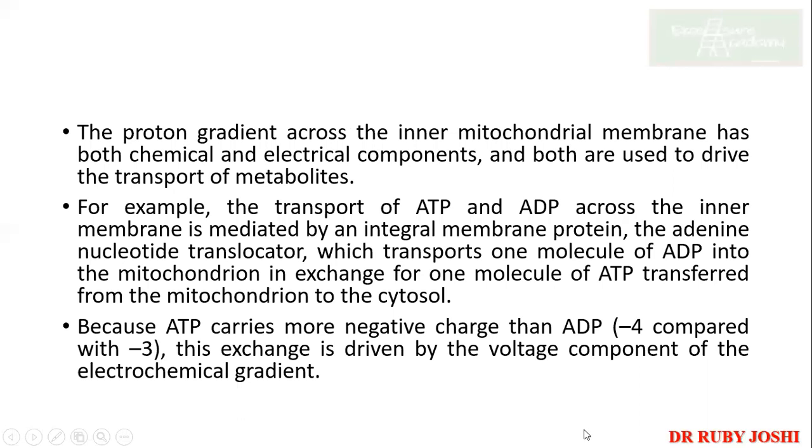The proton gradient across the inner mitochondrial membrane has both chemical and electric components. For example, the transport of ATP and ADP across the inner membrane is mediated by an integral membrane protein known as the adenine nucleotide translocator. This helps in the transport of ADP and ATP. Because ATP carries more negative charge than ADP, -4 compared with -3, this exchange is driven by the voltage component of the electrochemical gradient.